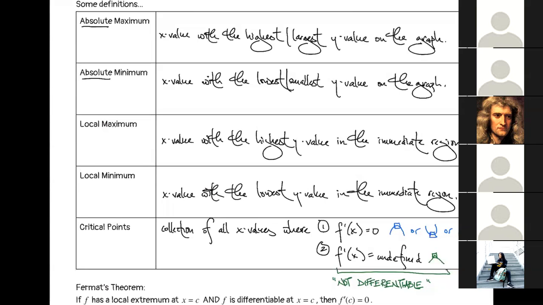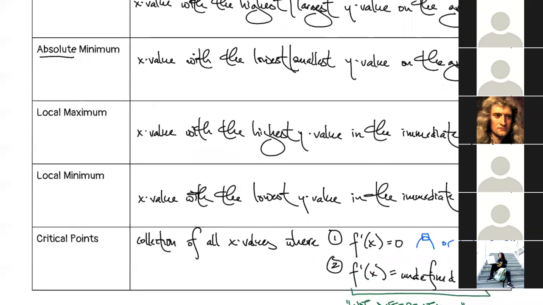What about a vertical slope? That is another way that we can talk about things that are undefined. And we're going to see that in the picture below in just a second.